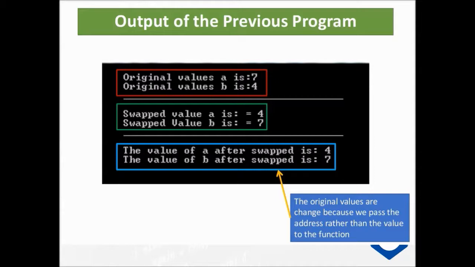Then control goes back to the main program, and in the main program, after calling the function, we again display the value of a and b. So it shows the value of a after swap is 4 and the value of b after swap is 7. Here we clearly see that the original values are changed because we pass the address rather than the value to the function.